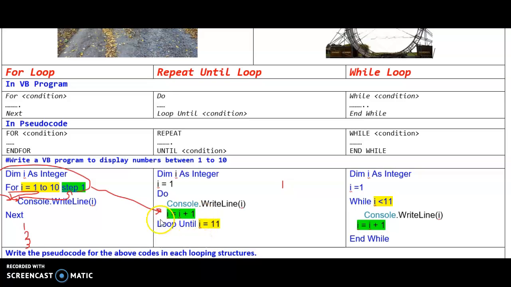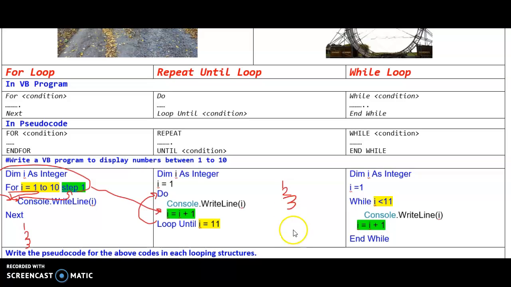In that case, what do we have to do? We have to go back to what? The Do loop again. Do what? Console.WriteLine. So the value of I became 2 before, no? So 2 will be printed here. Again, I equals I plus 1, that will be 3. So is 3 equal to 11? No, we are going back again.